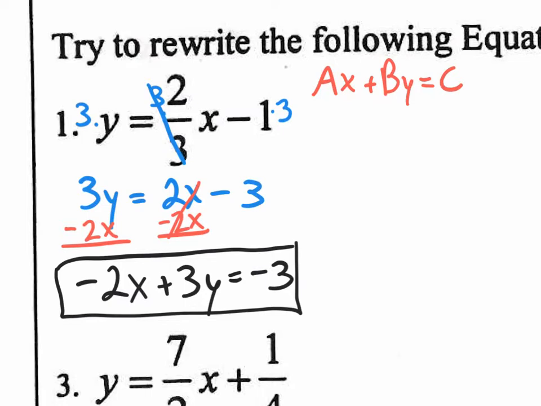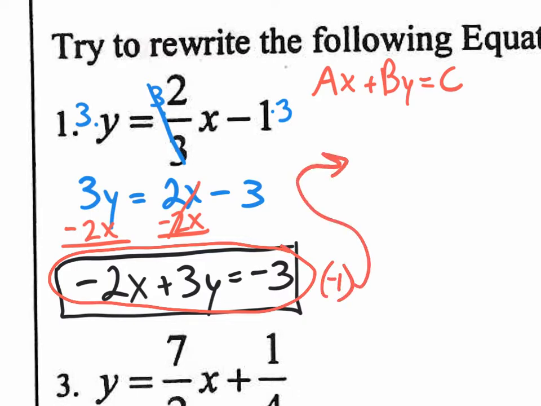Now let me tell you this, sometimes on certain test generators, it'll pop up as the A value being positive. So let's say you're taking a multiple choice test and you don't see this exact standard form equation for this one. It is possible that they take this whole standard form equation and multiply it by -1, which would technically change all the signs, and it would be a positive 2x, a negative 3y, and equaling a positive 3.